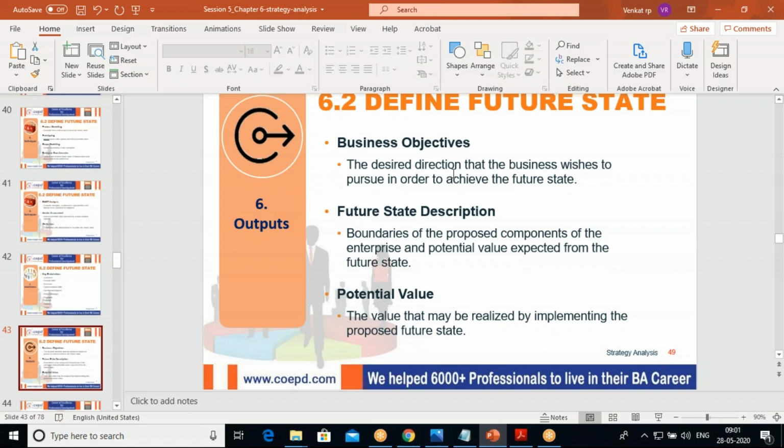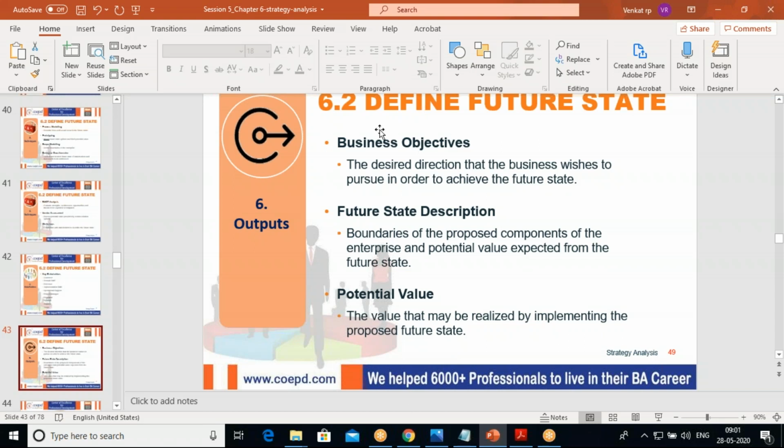Business objectives means the desired direction that the business wishes to pursue in order to achieve the future state. So we have to understand the business, we have to define those business objectives. And future state description: boundaries of the proposed components of the enterprise and potential value expected from the future state. And the potential value means the value that may be realized by implementing the proposed future state. We have to come up with these three outputs.